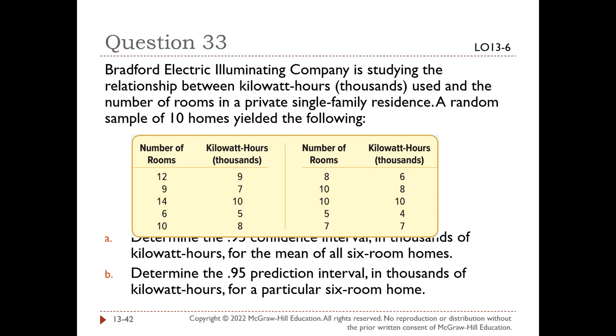Alright. It says determine the 0.95, I think, confidence interval in thousands of kilowatt hours for the mean of all 6 rooms. Determine the 0.95 prediction interval in thousands of kilowatt hours. So prediction and confidence intervals. So let's go check our Excel.